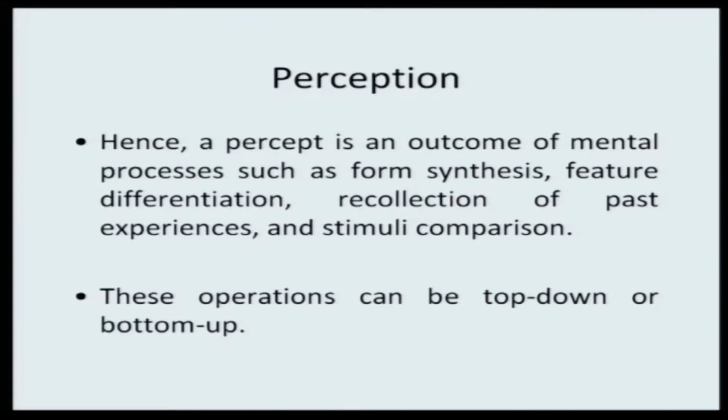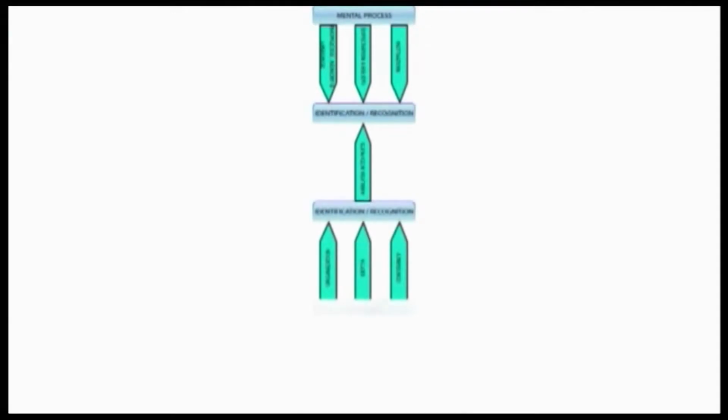Hence, a percept is an outcome of mental processes such as form synthesis, feature differentiation, recollection of past experiences, and stimuli comparison. So, these operations can either follow a top down process or a bottom up process. Let us understand this. The knowledge and memory pertaining to the stimuli and the language to understand and express it are crucial. Expectations, belief and motivation are also important. All these constitute mental processes and are top down processes.